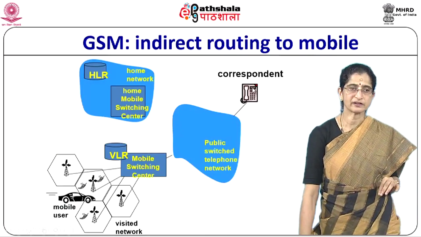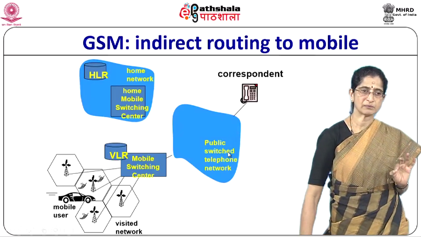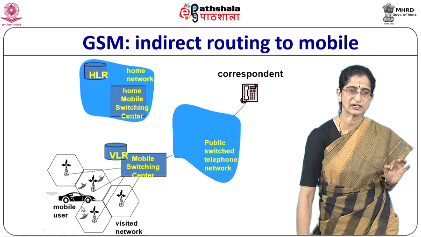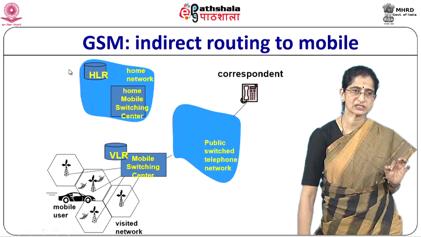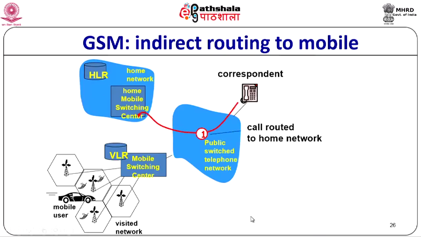So let's say we have a caller here calling from some other network, and he is calling through the public switch network to a particular user. The user, let's say, is here. Now the user actually belongs to this network. This is the home network, but now he is visiting some other network. So let's look at what happens.